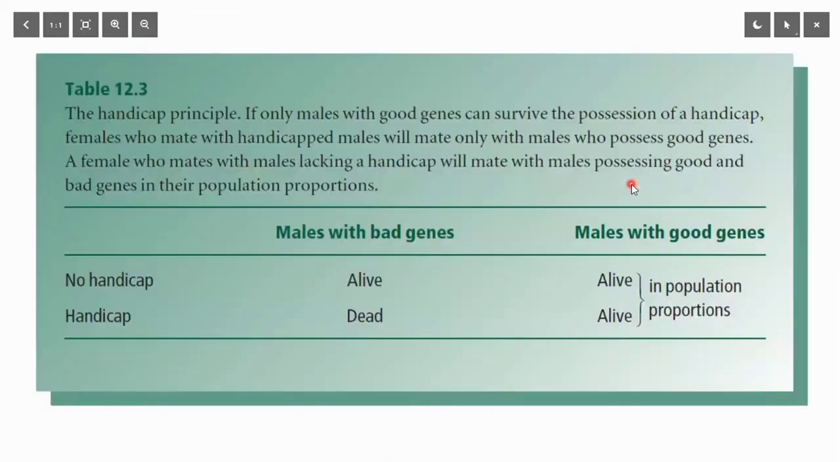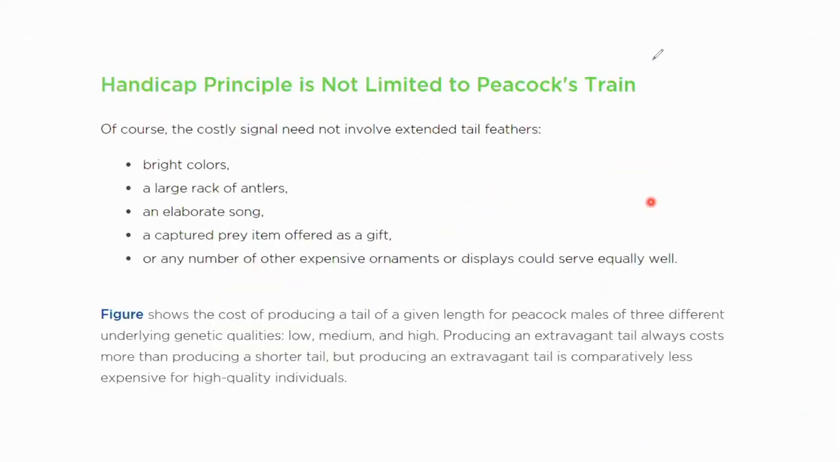Okay, so this is the next slide. The handicap principle is not limited to only the train of the peacock, but it can also be extended to other phenotypes of the individual. Say, for instance, the bright colors in class Aves: it is the male that has bright colors and crowns and performs dances and different types of tactics in order to attract the female.